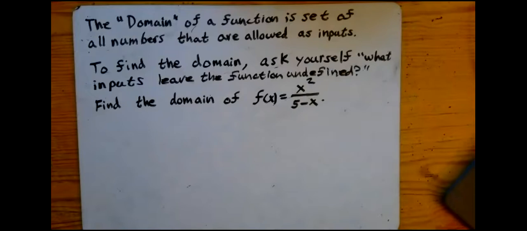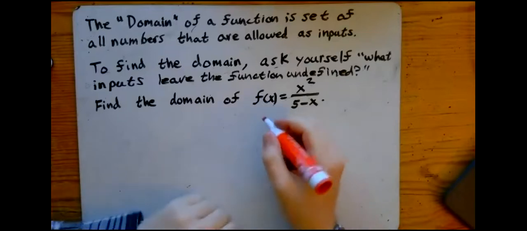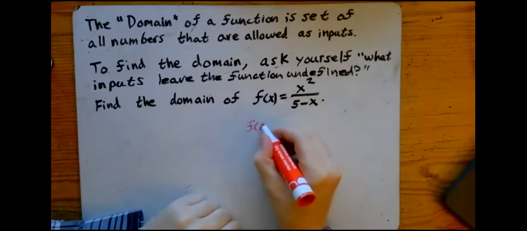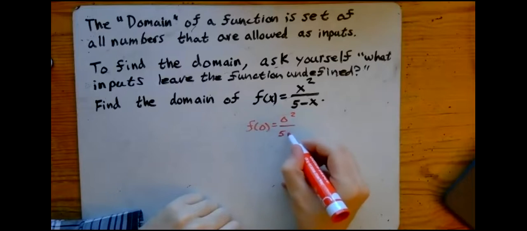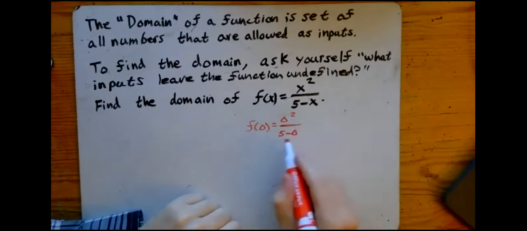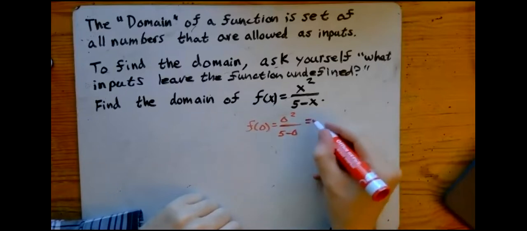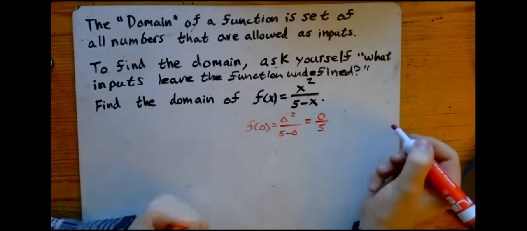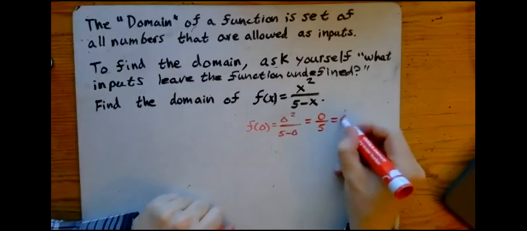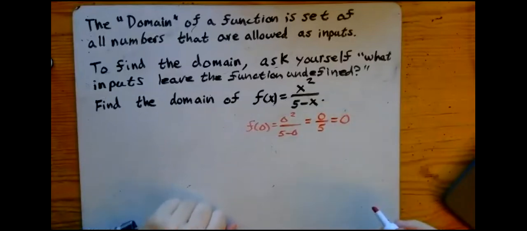Okay, so someone is saying in the chat that I'm not allowed to plug in zero. Well, actually, I'm perfectly allowed to plug in zero. If I plug in zero, f of zero would be zero squared over five minus zero. On the bottom, five minus zero is five. On top, zero squared is zero. So you have zero divided by five, and zero divided by anything is just zero. That is, zero is a perfectly defined number.